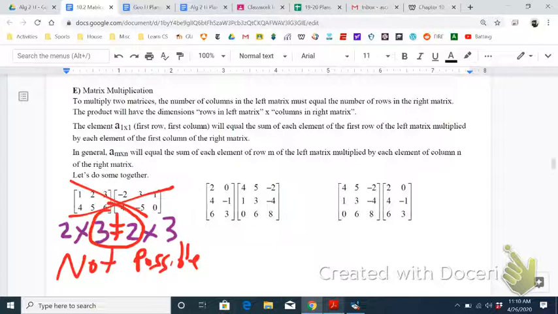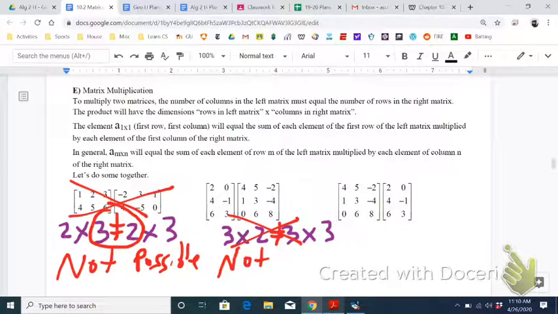Alright, let's try this one over here. This is a 3 by 2 being multiplied by a 3 by 3. Again, the number of columns on the left does not equal the number of rows on the right. So you can't even multiply these matrices. Matrix multiplication is not defined here. So we can't even do that one.